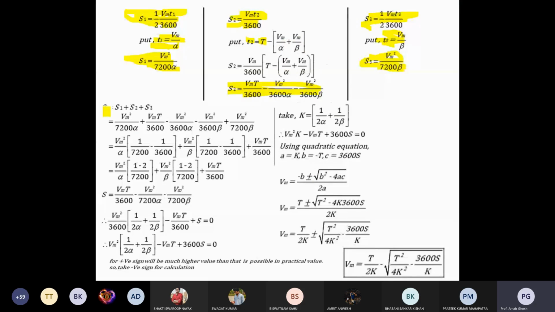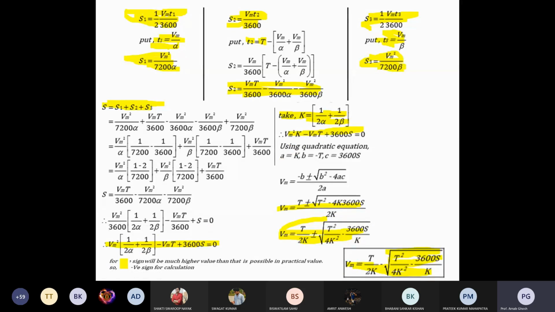Now you can replace S equal to S1 plus S2 plus S3 and equate, getting a quadratic equation. You can take a constant k equal to 1 by 2 alpha plus 1 by 2 beta. Okay, finally you have the quadratic equation and you can calculate the value of the roots Vm. So by using the Sridharacharya formula, Vm is coming T by 2k minus root under T square by 4k square minus 3600 S, whole divided by k.